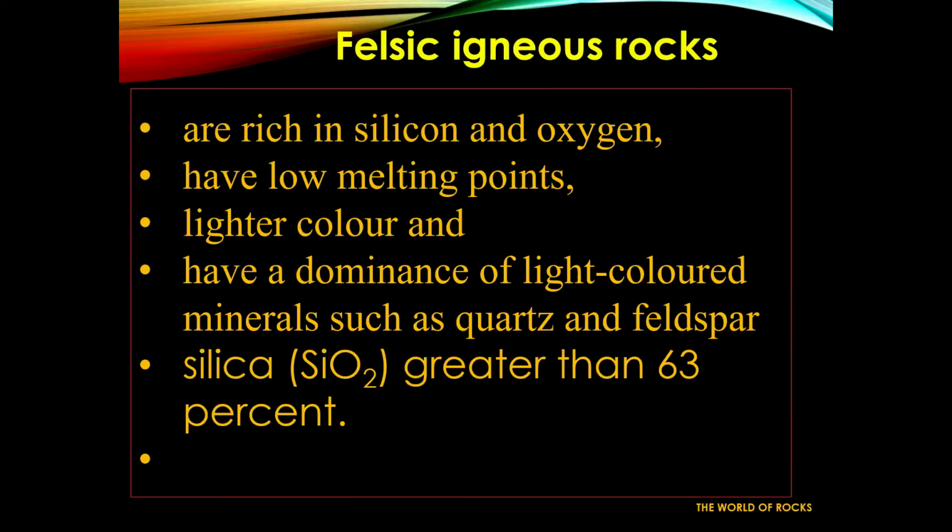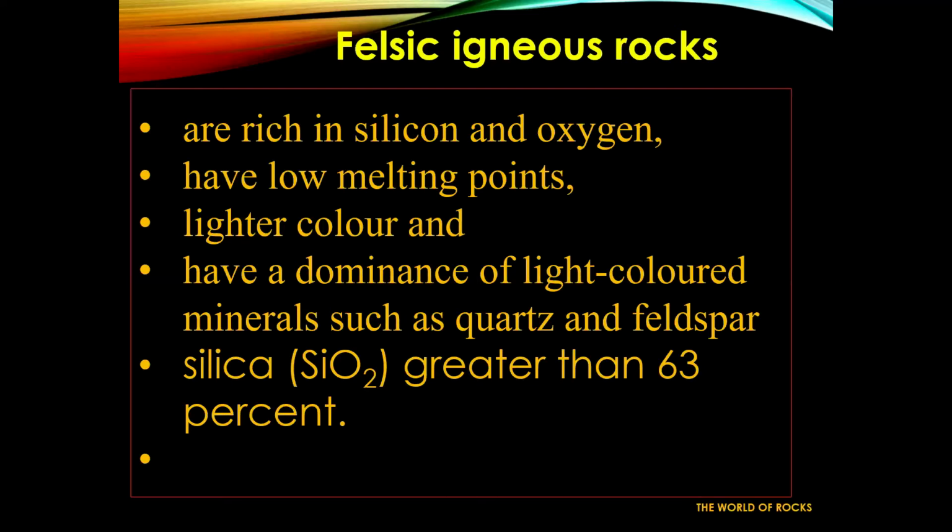So they are rich in feldspar and silicon. They have a low melting point and are usually lighter in color. Light-colored minerals such as quartz and feldspar dominate in such felsic igneous rocks. In felsic igneous rocks, the silica percentage, SiO2, is greater than 63%.